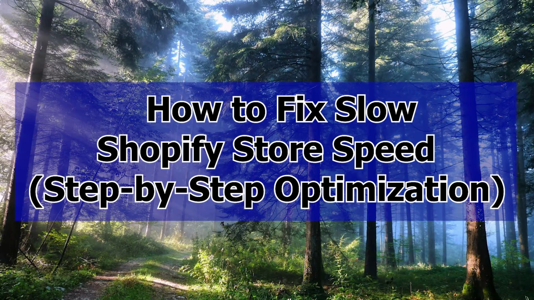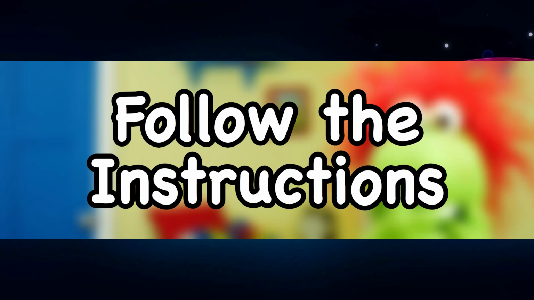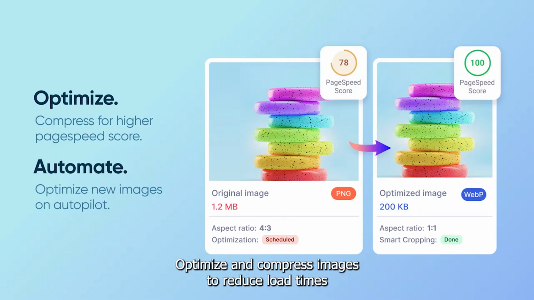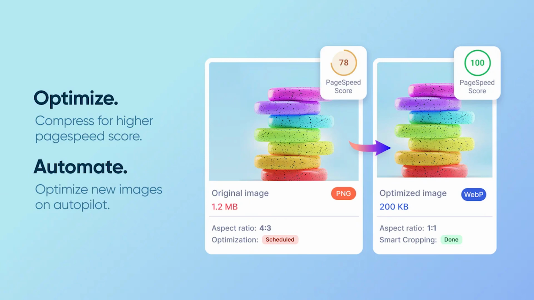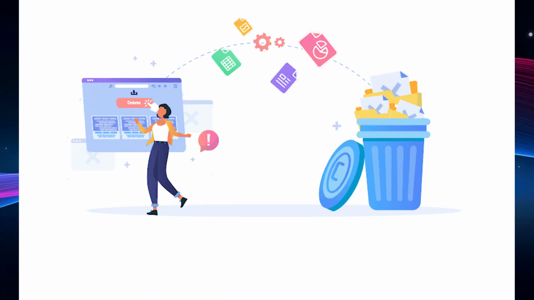How to fix slow Shopify store speed, step-by-step optimization. Follow the instructions. Choose a fast, lightweight theme with clean, optimized code. Optimize and compress images to reduce load times. Limit the number of apps and remove unused ones.